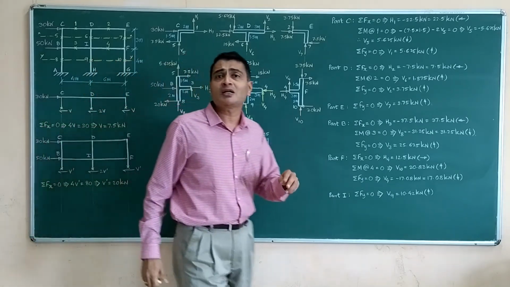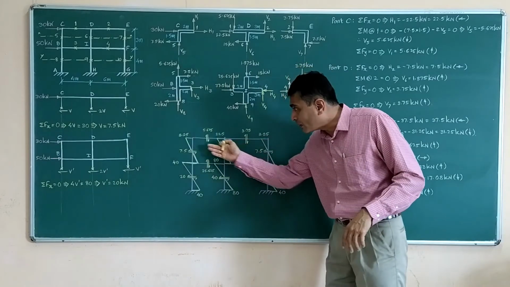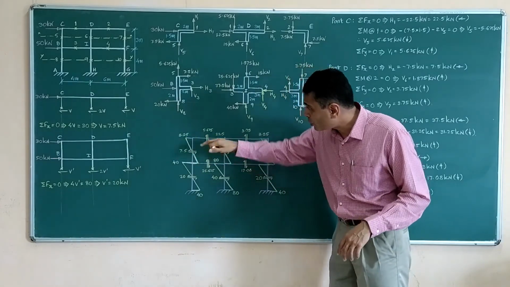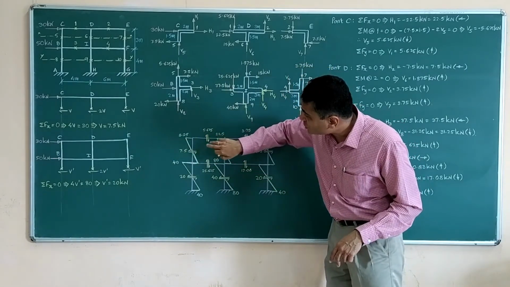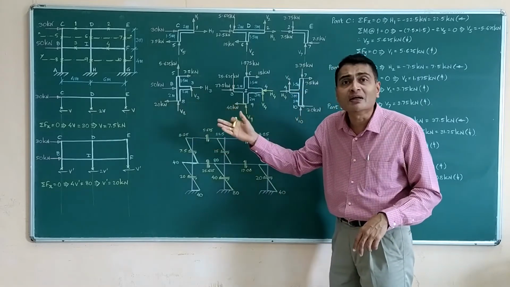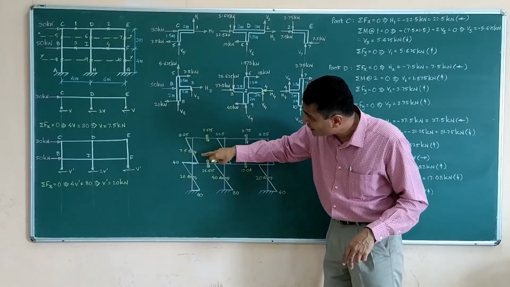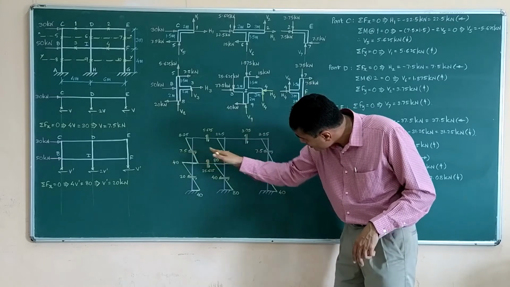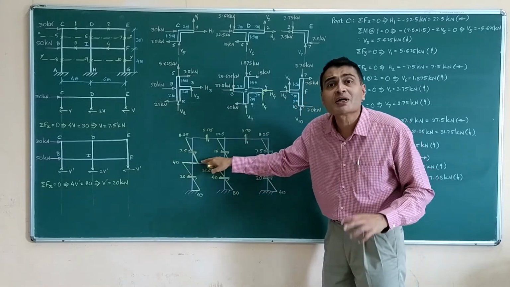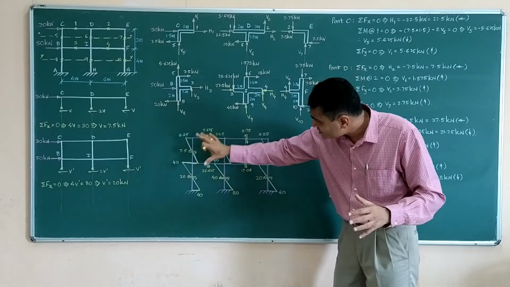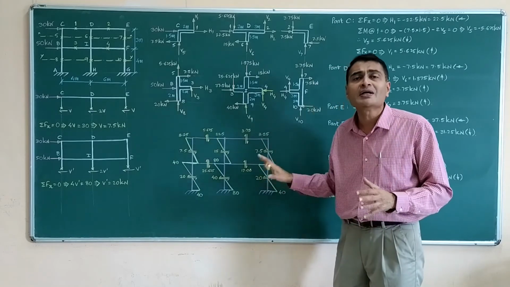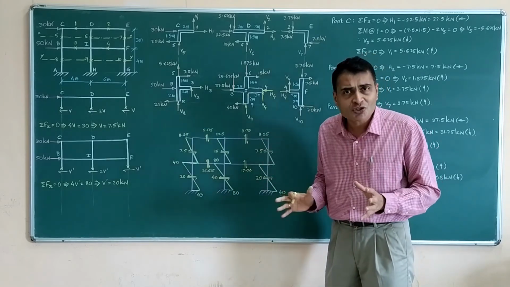Try to understand, when I view from here, this reaction gives me a sagging moment. That's why this is positive. And this reaction gives me a hogging moment. That's why this is negative. And the same rule has been followed in all spans.